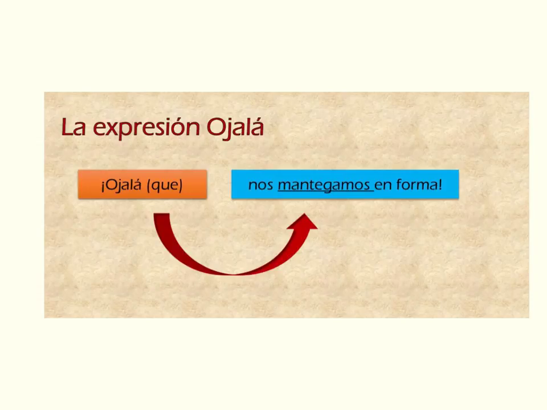For example, we have the expression ojalá nos mantengamos en forma. Okay, we don't have two sentences here. We don't have two subjects, okay? We're talking about nosotros only. But since we have the expression ojalá, we immediately use the subjunctive, okay? Ojalá nos mantengamos en forma. Or you can also say ojalá que nos mantengamos en forma, and it's correct too.